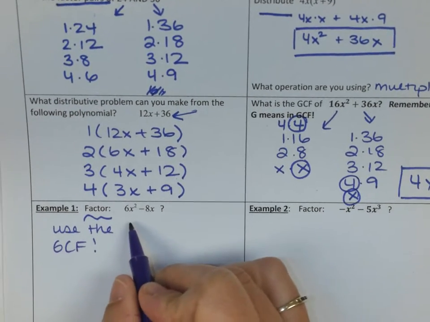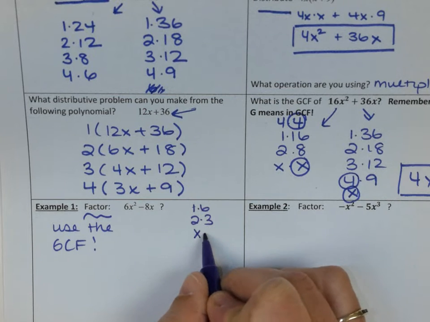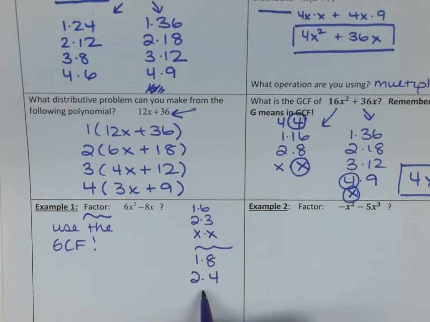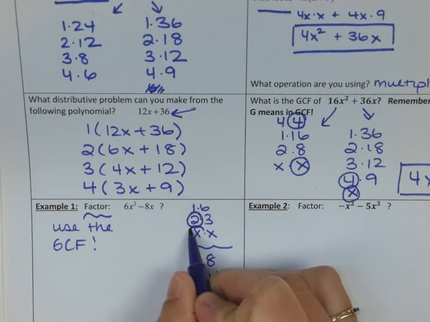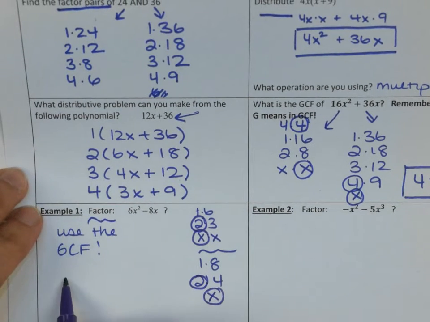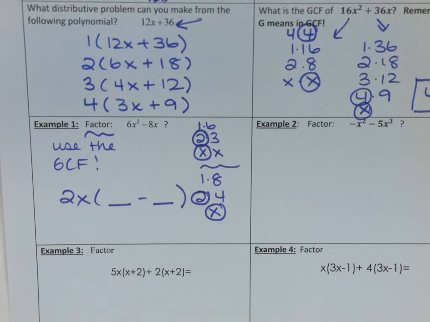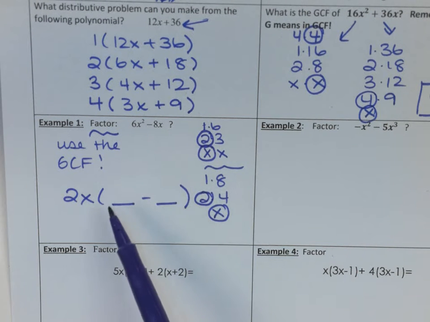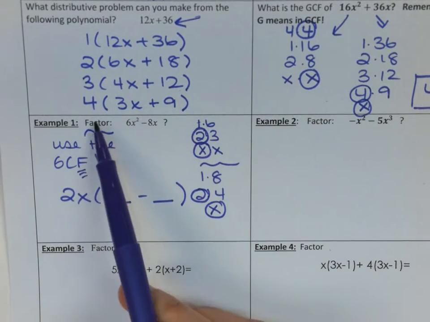So the GCF for 6x squared and 8x: we have 1 and 6, 2 and 3, and we have an x and an x, and then 8 is 1 and 8, and 2 and 4, and 1x, so it looks like our GCF is 2, oh, and they both have an x in common. So we know 2x, and then if you want to think about the activity that we did earlier, if we know that 2x is the GCF, that's got to be one of the factors, right? Because GCF stands for greatest common factor.